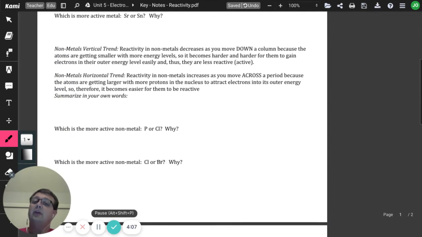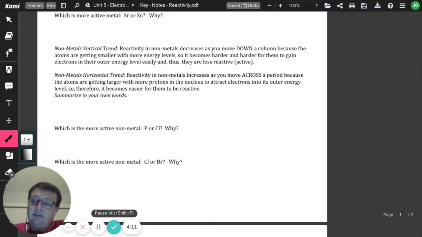All right, now let's look at our nonmetals. So for nonmetals, essentially it's going to be the opposite of our metals. What we're looking at is as we move down the periodic table, we're going to get less reactive as a nonmetal.